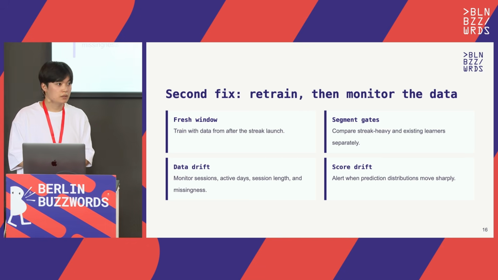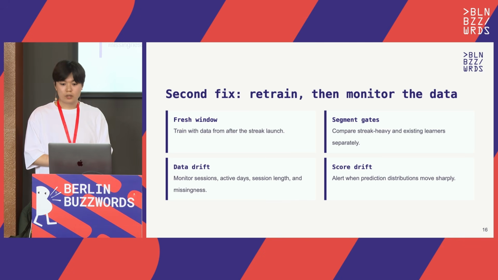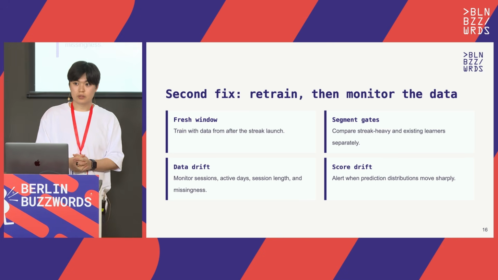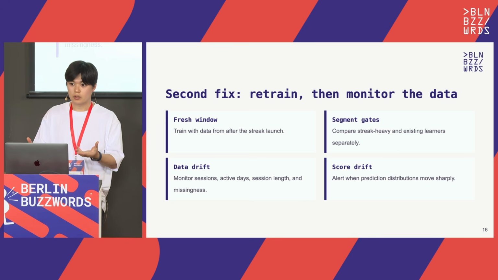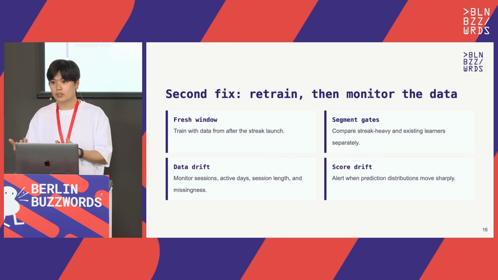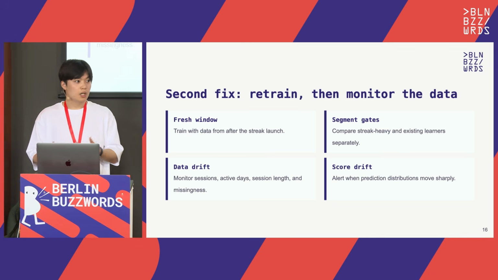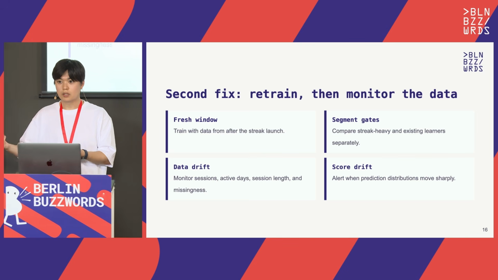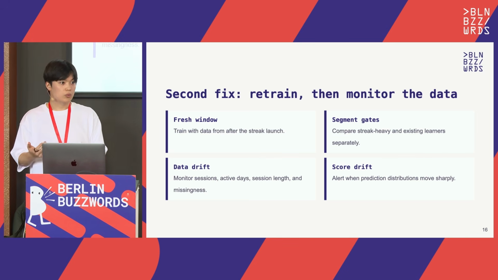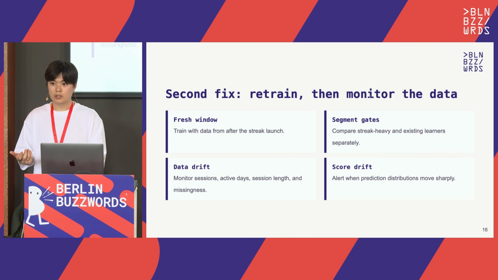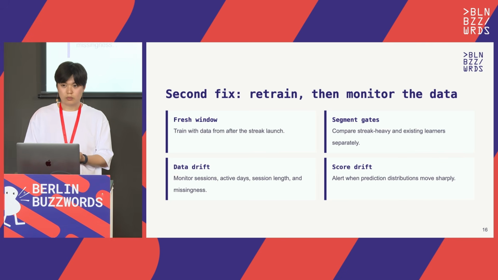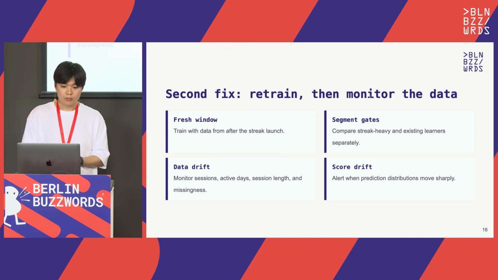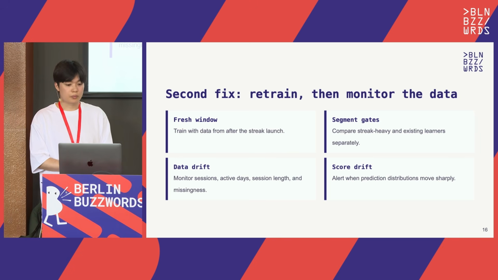Also, we implemented checks for score drift. When we trained the new version of the model with the new data, we check how the distribution of predictions, the probabilities, changed. If it changed significantly, then we need to investigate why. This way we are more accurate with our deployment.